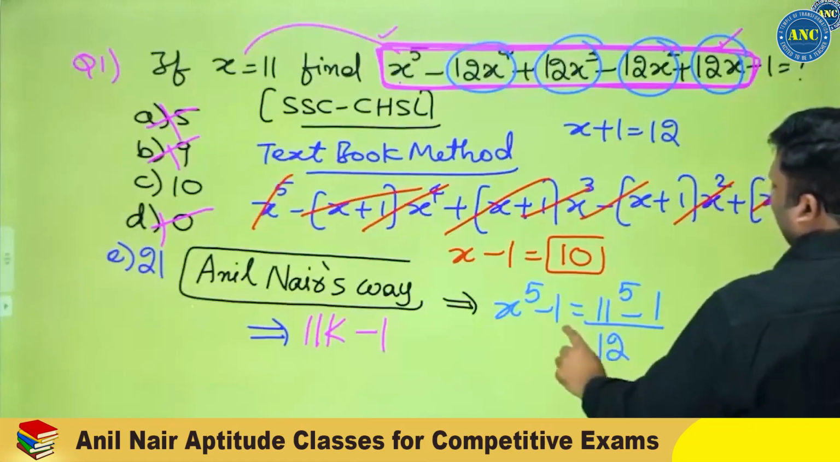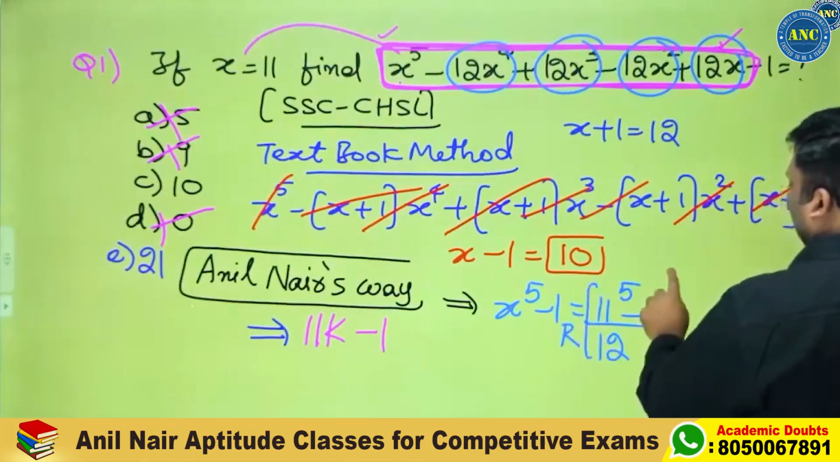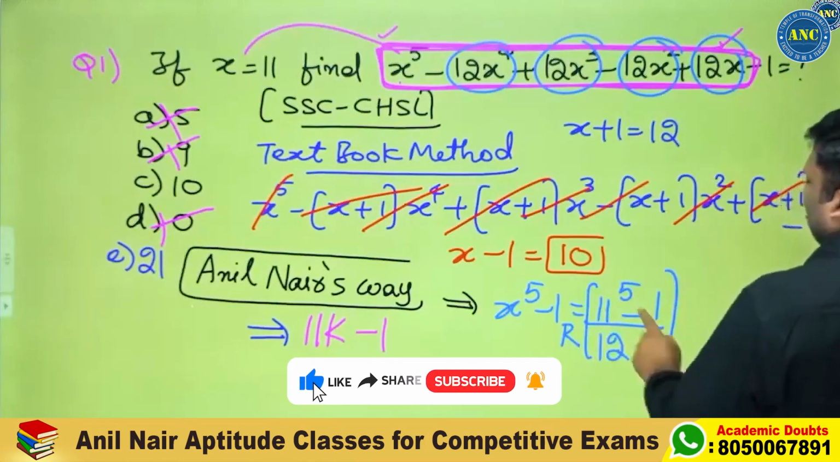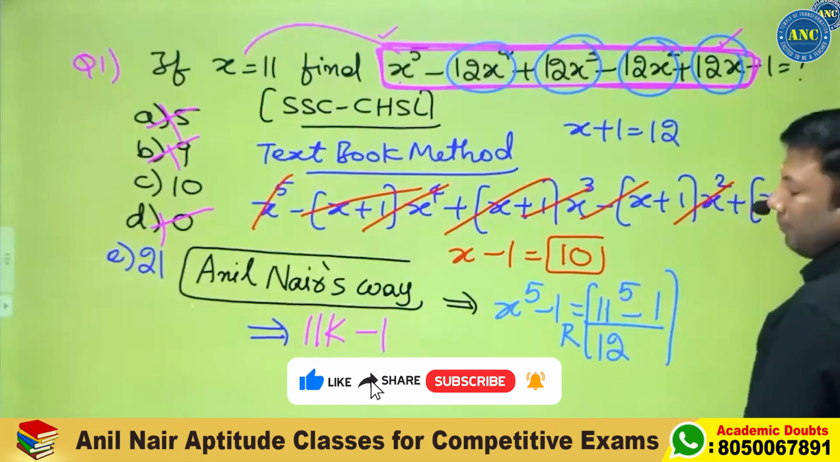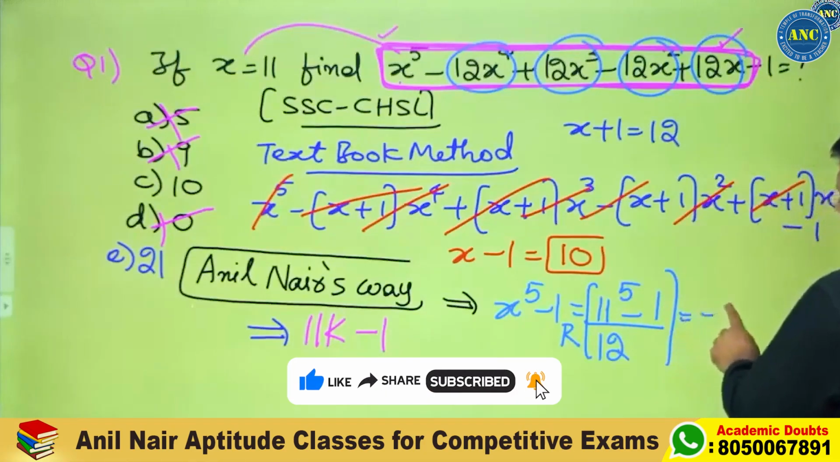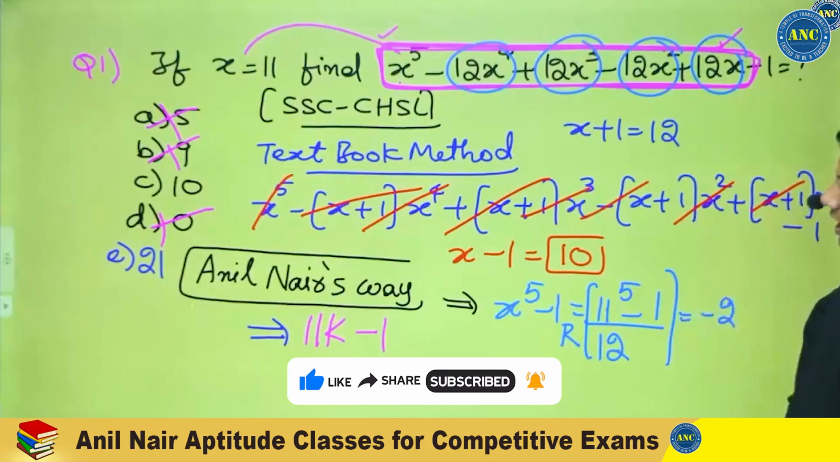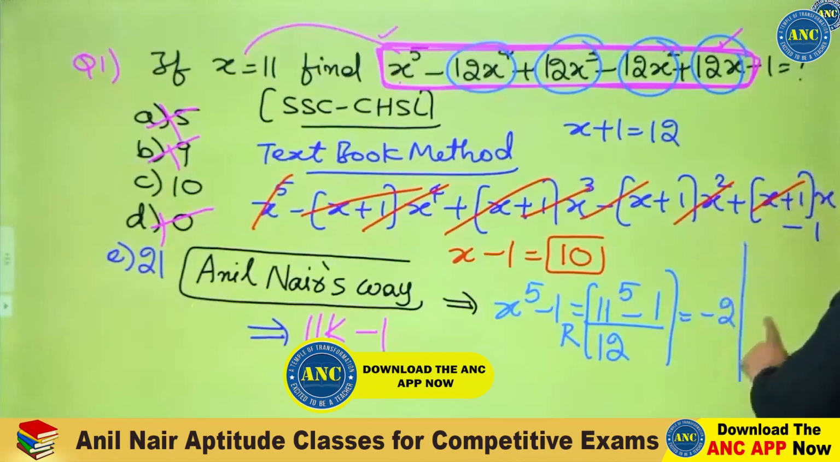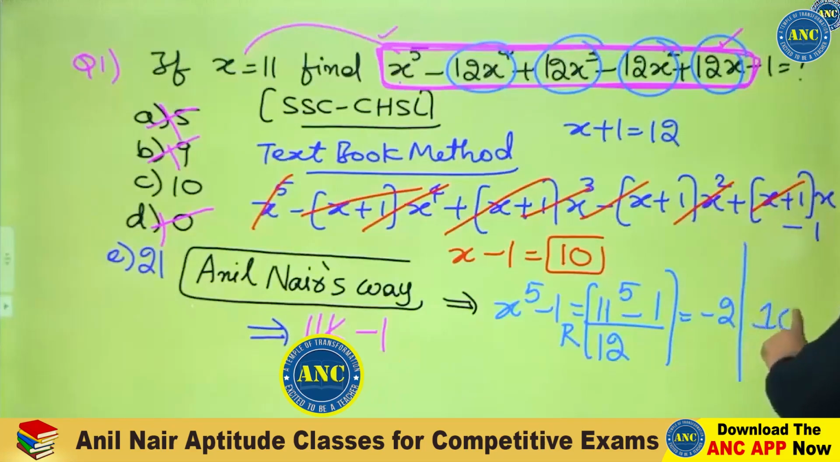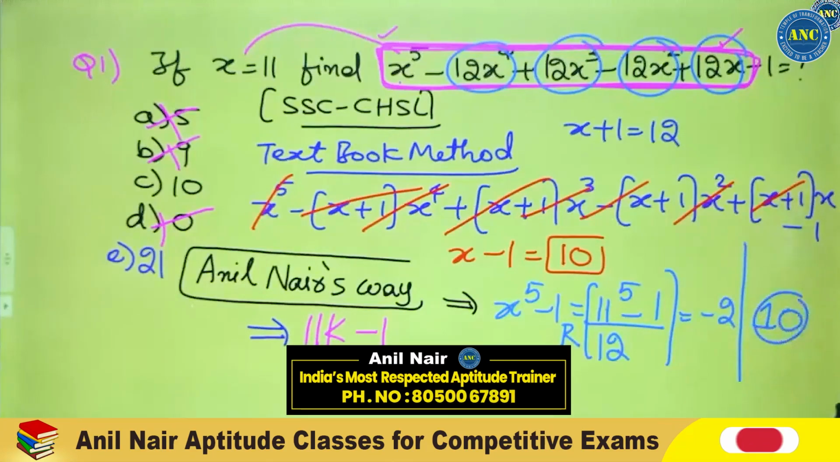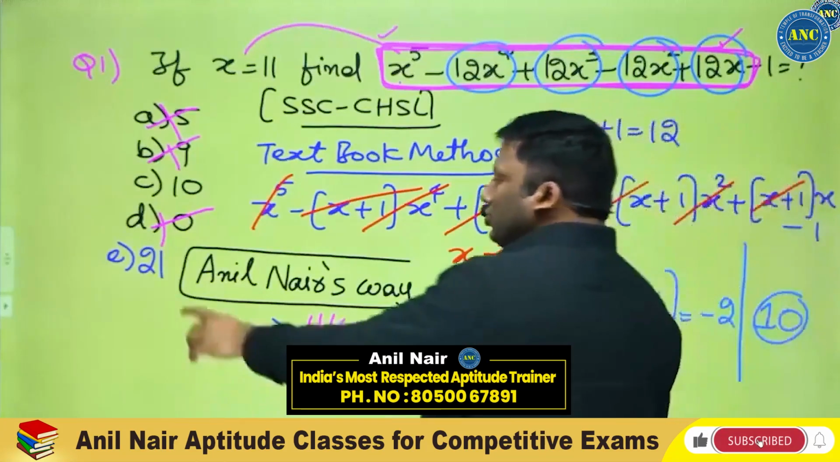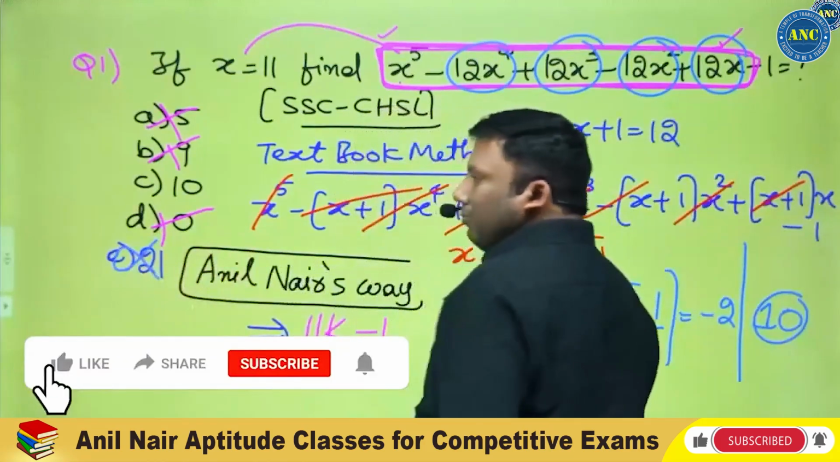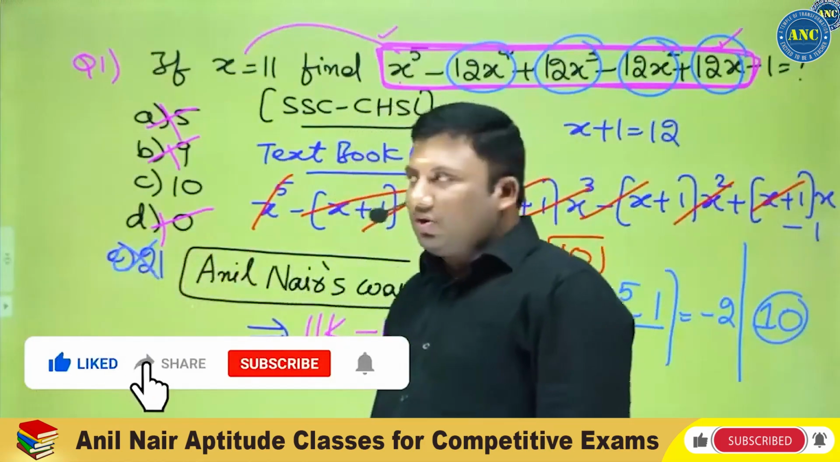We will divide it by 12 and check what the remainder is. 11 is 12 ones minus 1. Minus 1 power odd is minus 1. Minus 1 minus 1 is minus 2. That means the answer, when divided by 12, should give negative remainder minus 2, or positive remainder 10. For 21, 12 twos are 24, 24 minus 3, not minus 2. So 21 is eliminated, and minus 2 is what I am getting.